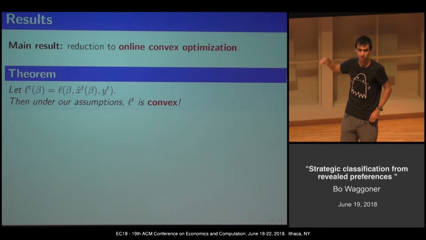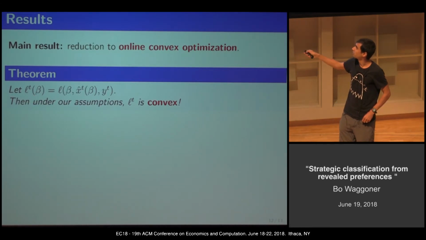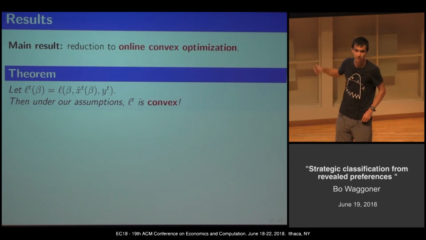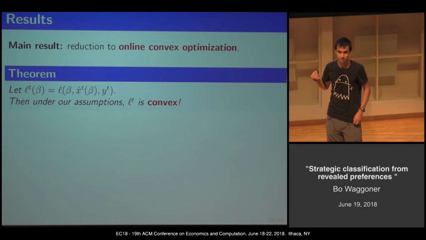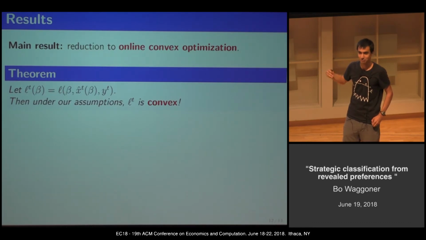We don't necessarily know all the details of it every round, right? We don't actually know this function. We can't write it down. But it's some function of beta. And the key point is that under our assumptions, this function each round is a convex function of beta. Okay. And convexity is very good for optimization. So that's the key result that we need to prove.